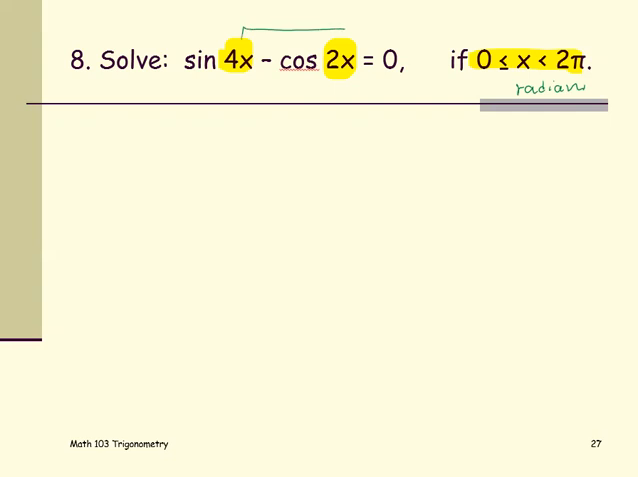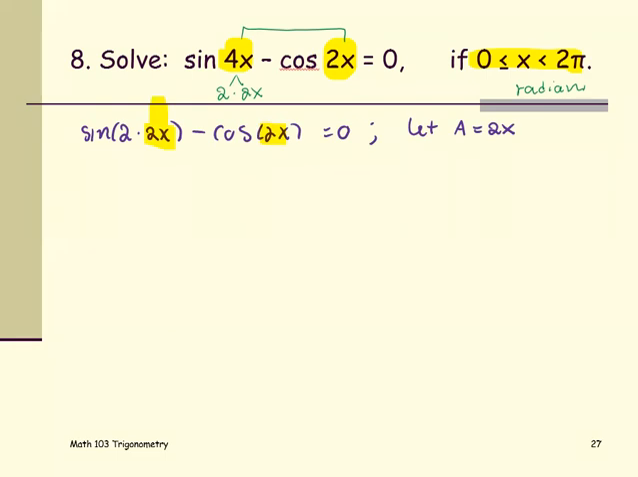The relationship of the 4x and 2x, we can rewrite it as 4x is 2 times 2x. Now the equation becomes sine of 2 times 2x minus cosine of 2x equals 0. We're going to let a equal 2x, as we see the 2x here as the quantity a. The equation becomes sine of 2a minus cosine of a equals 0. This way we make the problem less complicated.